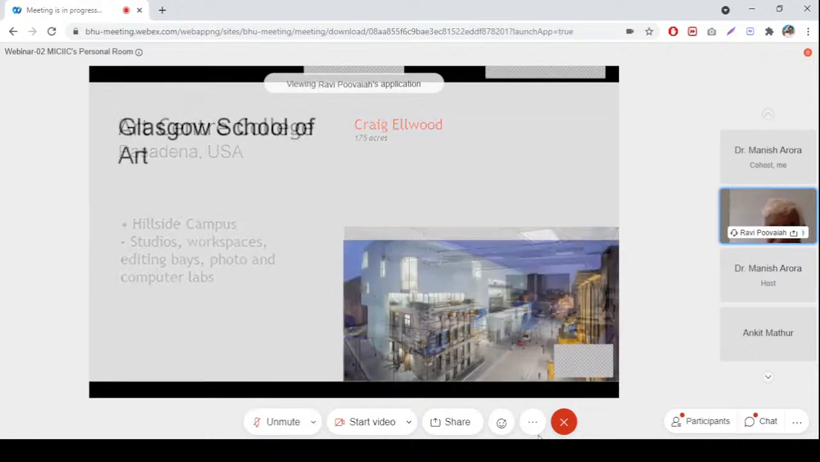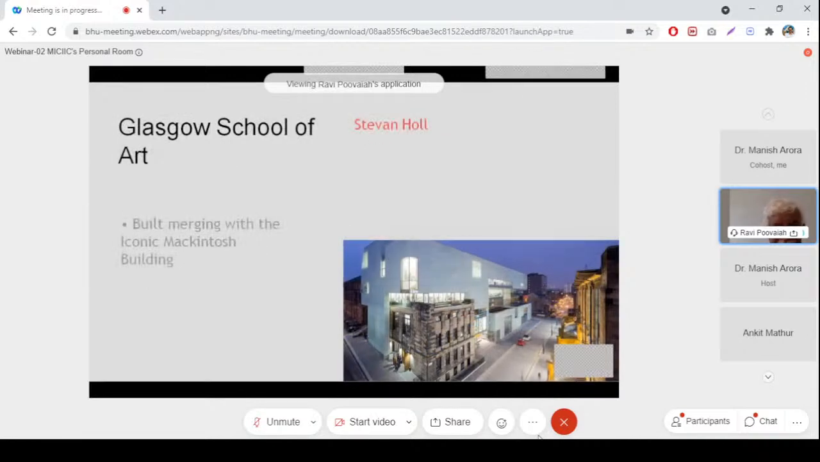So cut to another school, Glasgow School of Art in the UK. It was housed in a very iconic building designed by Mackintosh. But unfortunately, due to a fire, the building got destroyed. But they managed to keep a bit of it as a reminder of the old building. So the new building is built around the old building.